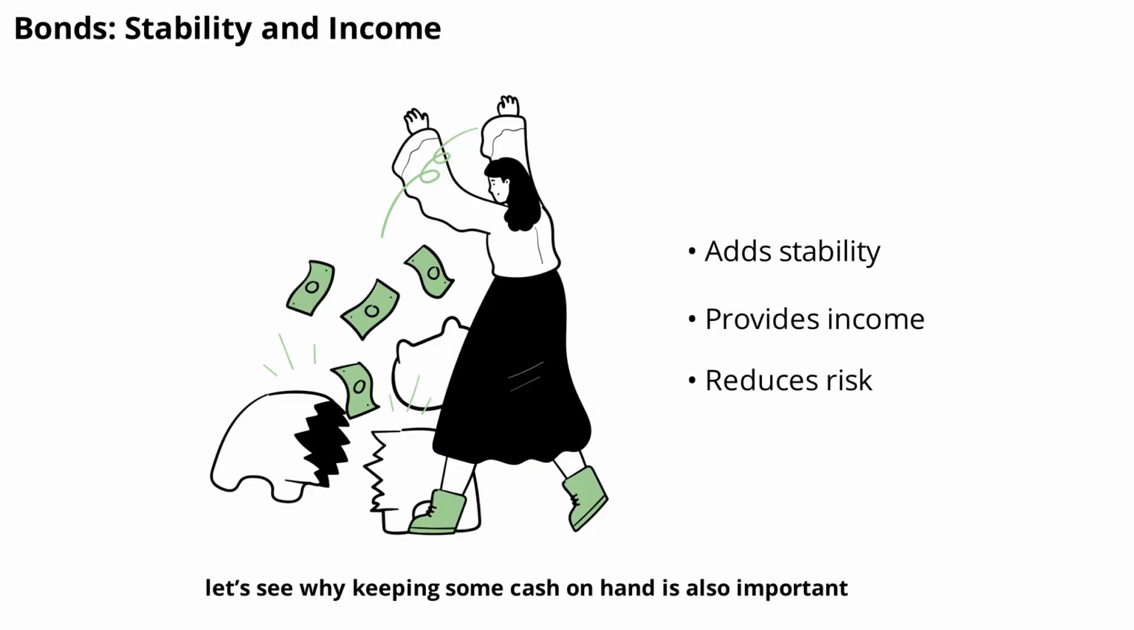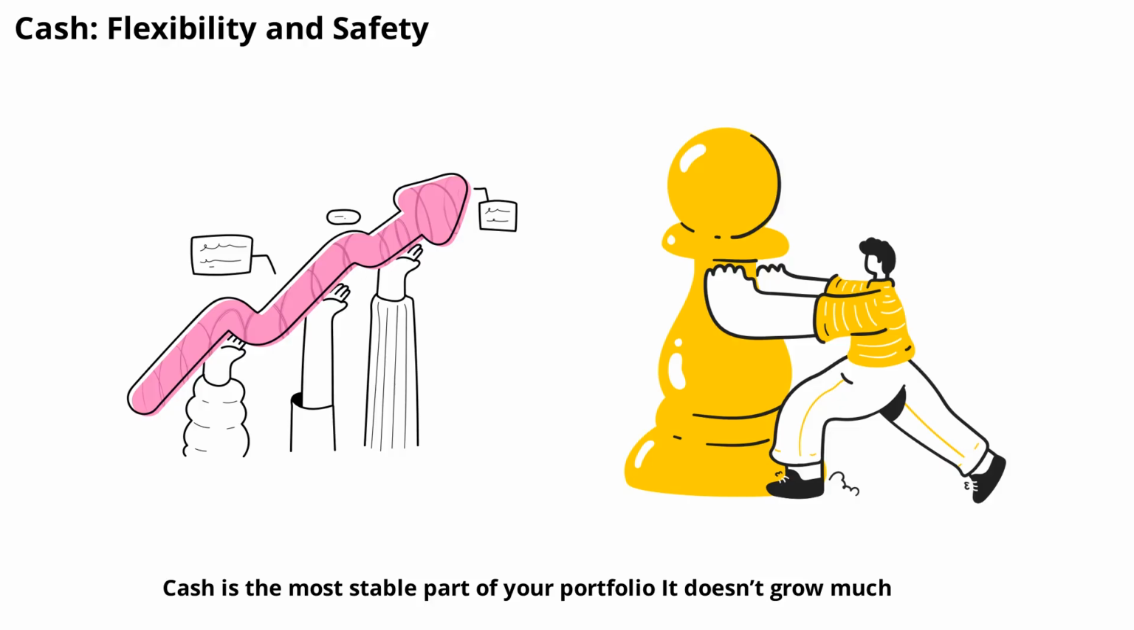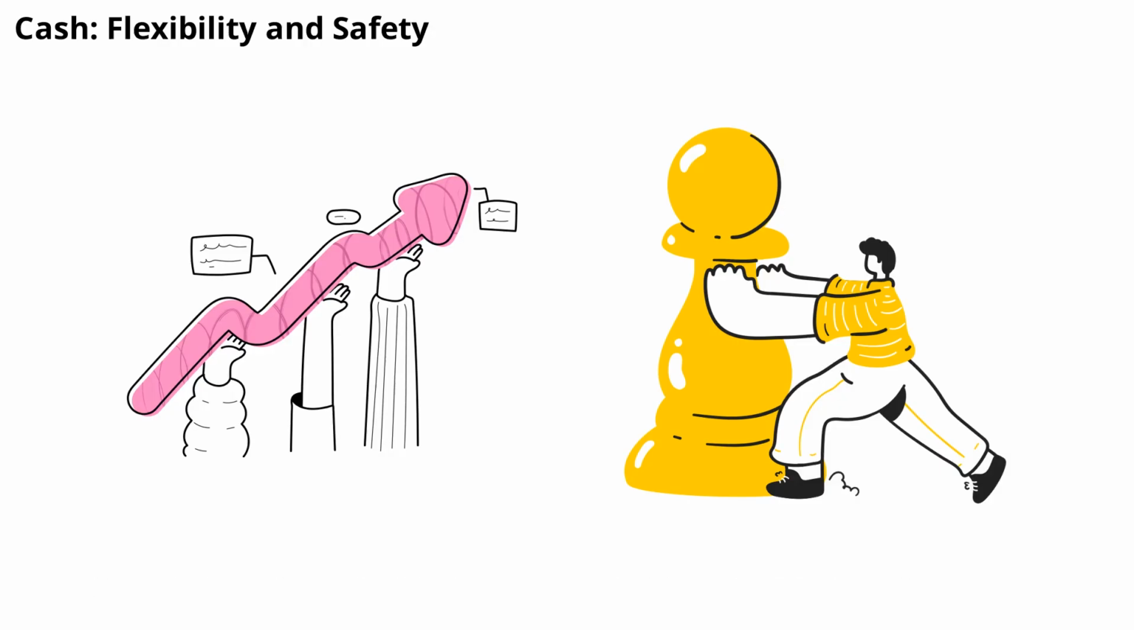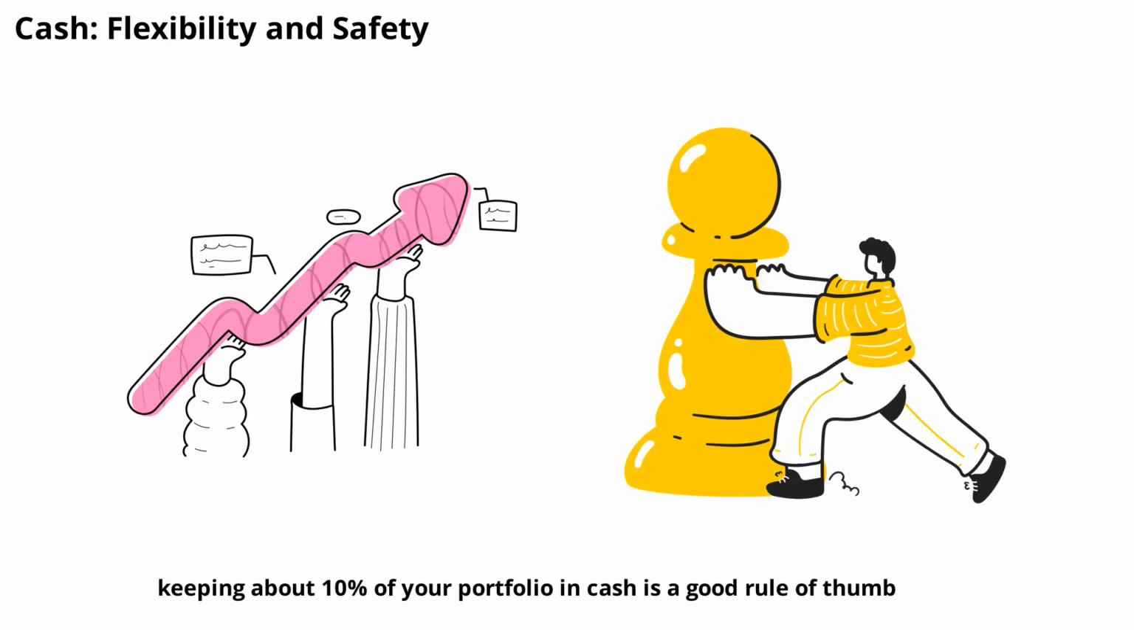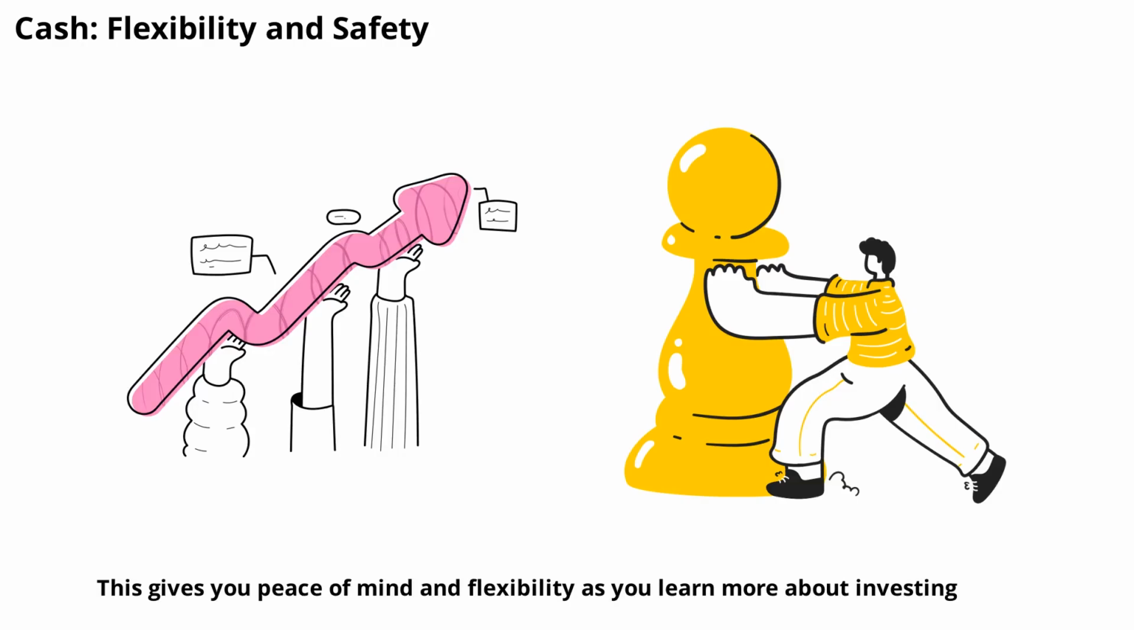Now let's see why keeping some cash on hand is also important. Cash is the most stable part of your portfolio. It doesn't grow much, but it's there when you need it. Having some cash means you can cover emergencies or take advantage of new investment opportunities without having to sell your stocks or bonds at a bad time. For beginners, keeping about 10% of your portfolio in cash is a good rule of thumb. This gives you peace of mind and flexibility as you learn more about investing.